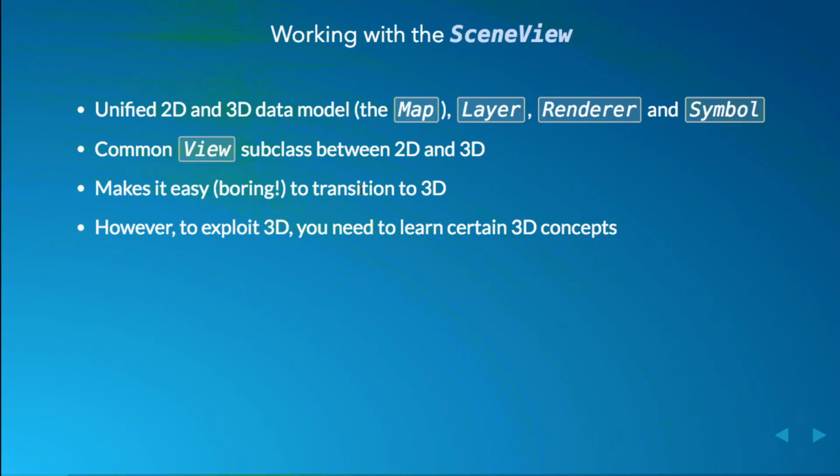So we try to make this really easy or boring to transition to 3D, or at least to get you started, right? So yeah, like I said before, you have your map view or your app that uses a 2D map view and you want to try out how this works in 3D, you just change this to scene view and you get the same map in 3D. Of course, that's the basics, but if you then want to actually exploit the 3D parts of the scene, you also need to understand certain 3D concepts. So you cannot just stay with all the 2D conceptions. So I'm going to talk a little bit about what that means and what kind of things you need to know.